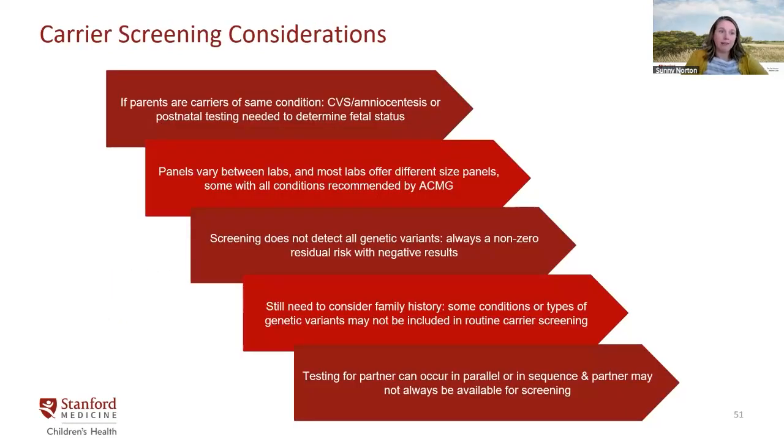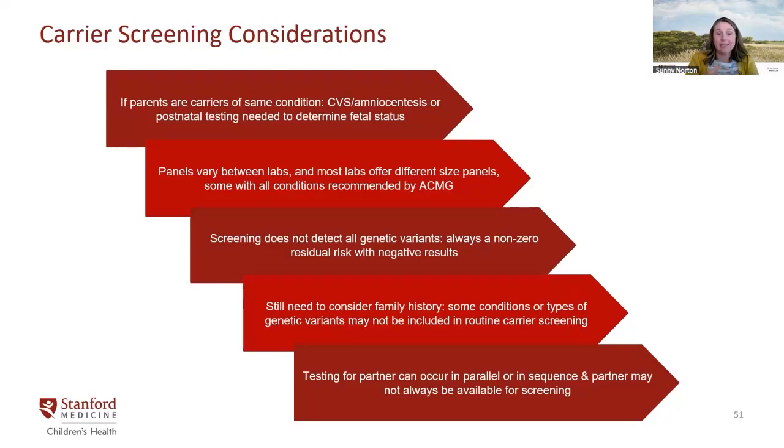So some general carrier screening considerations. If parents are carriers for the same condition, we would offer diagnostic testing or postnatal testing recommendations. Panels vary between labs. Most panels have wide ranges. Some panels are 14 genes, some are 600. So there's a really wide range of gene panels available, and not all of them contain the genes recommended by the American College of Medical Genetics.